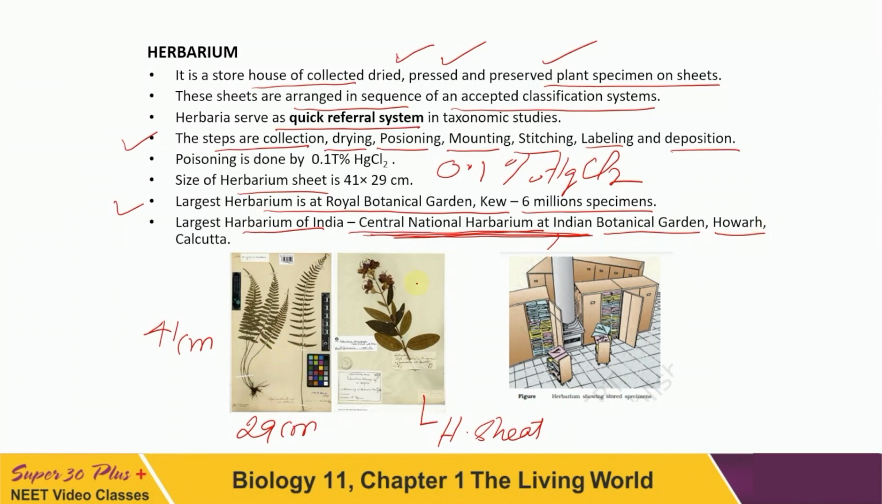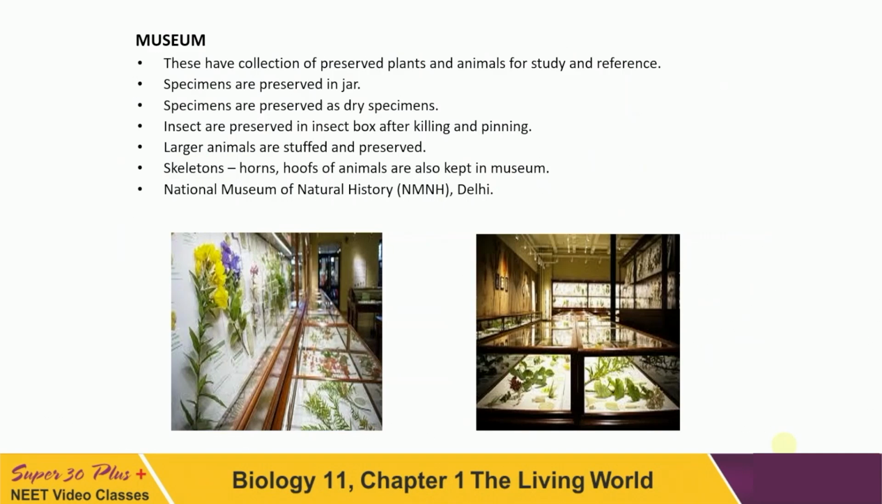Here this is a flowering plant, and all these seeds are being deposited safely. This is the repository where we have to deposit all these plant specimens. Come to the next now, that is museum. A collection of preserved specimens. Preserved means killed. These are not living. Herbarium is also a dead one. So this is a preserved specimen we have here.